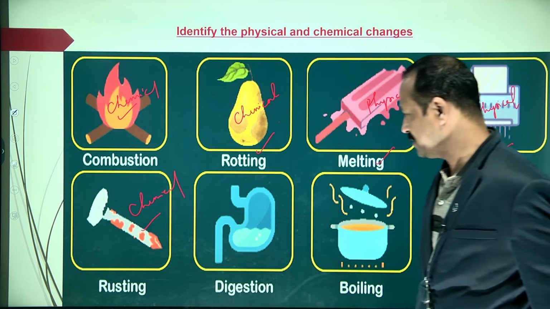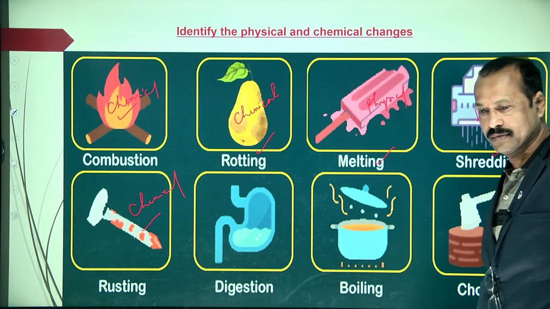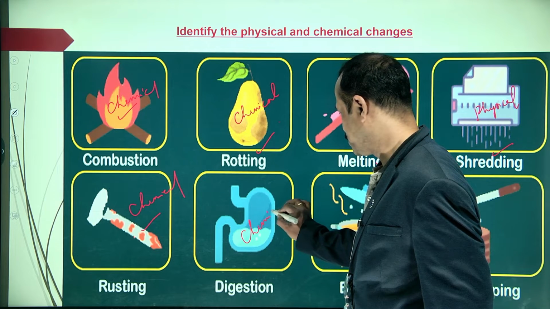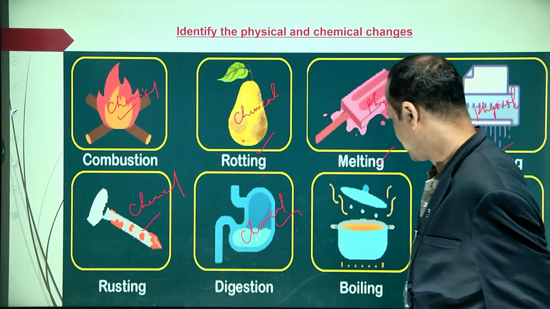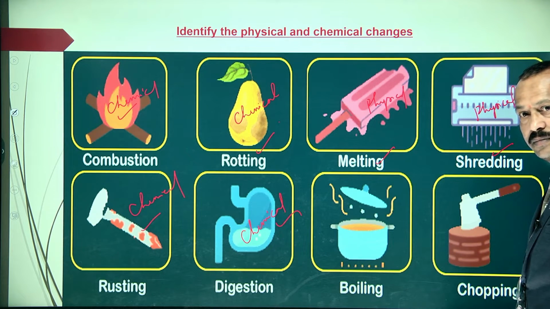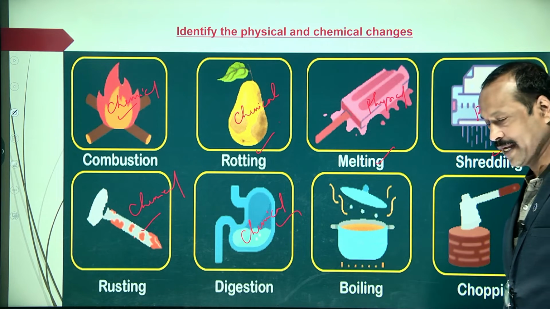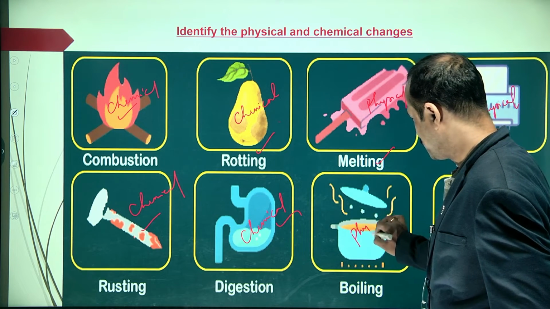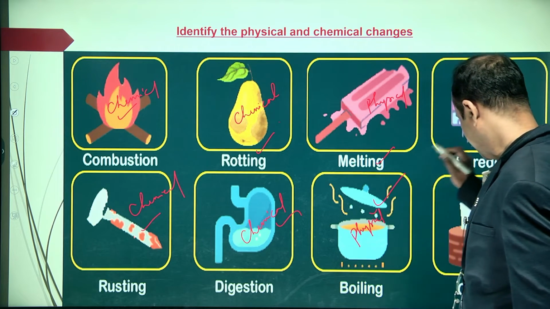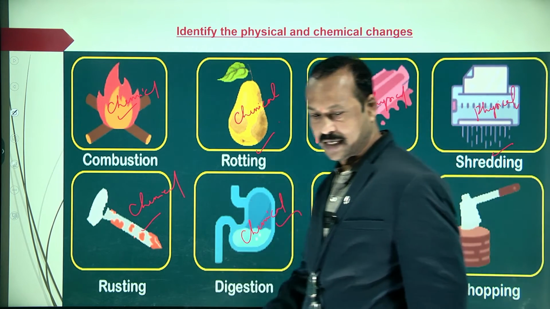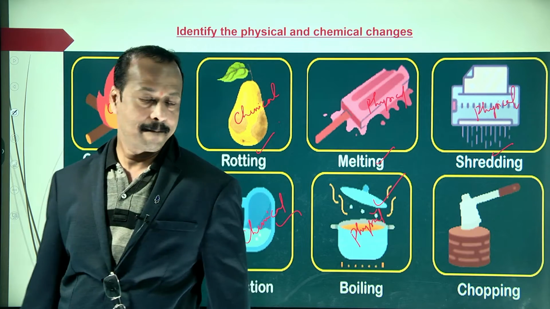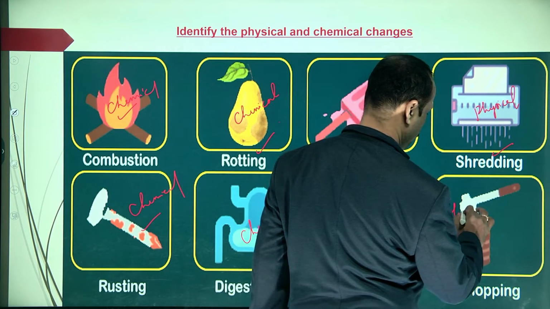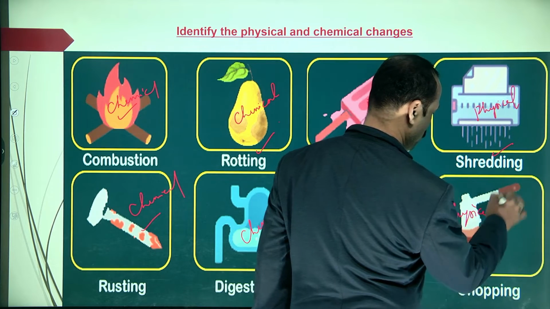Next, digestion. Digestion is a chemical change. Very good. Next, boiling. Sir, boiling is a physical change. Very good. Next, chopping. Chopping means cutting of wood. Yes, sir. Sir, physical change. Very good, Chaitanya.